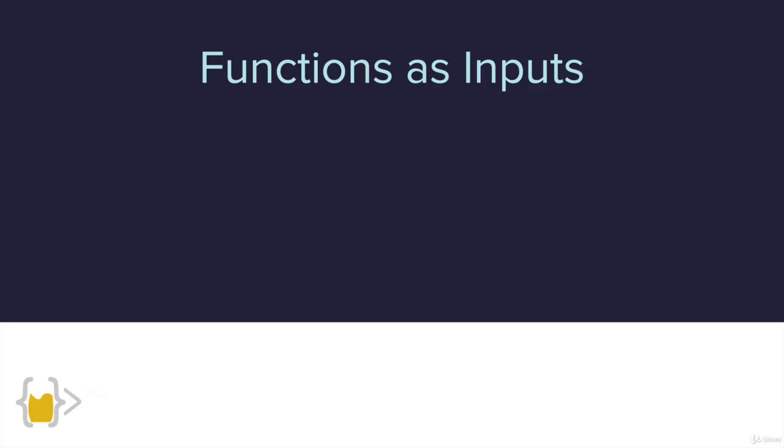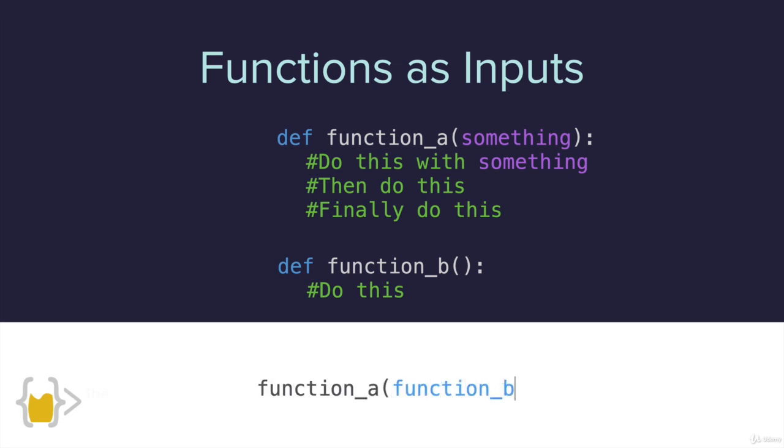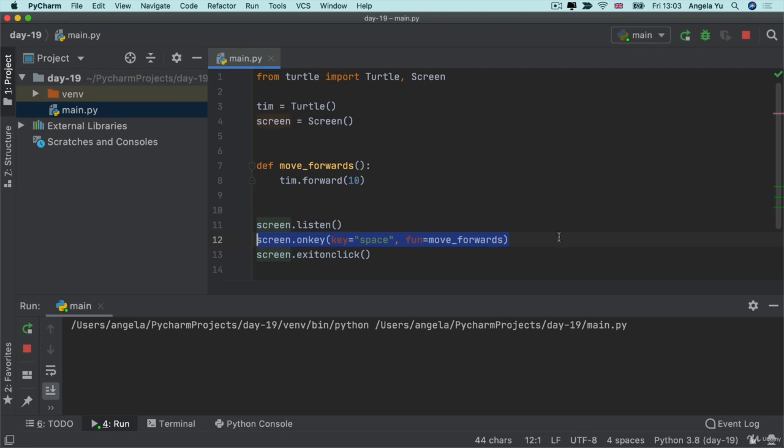What we've essentially got here is a function that's being used as an input. Let's say we have a function called function A that takes some sort of input, and then we have a function called function B. We can actually pass function B into function A like this. So notice that when we pass a function as an input, we only pass the name without the parentheses at the end. But how exactly does this function onKey work? Because it's kind of crazy to use a function as the input to another function, right?